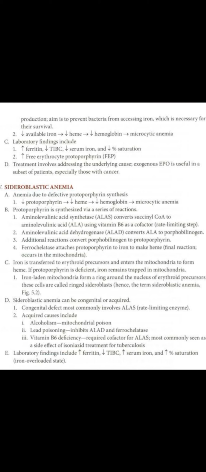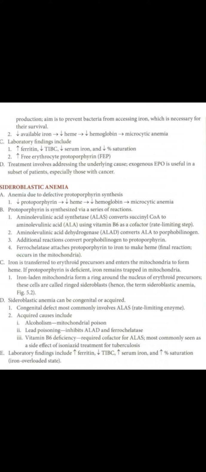If protoporphyrin is deficient, iron remains trapped in mitochondria. Iron-laden mitochondria form a ring around the nucleus of erythroid precursors. These cells are called ringed sideroblasts, hence the term sideroblastic anemia. Sideroblastic anemia can be congenital or acquired.